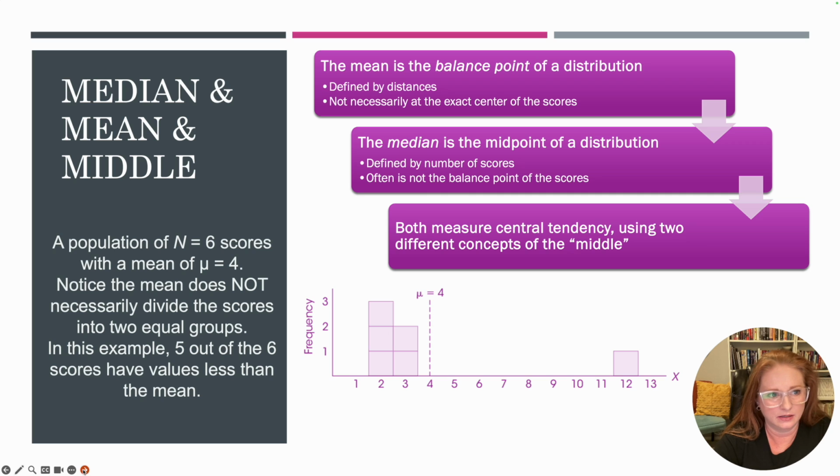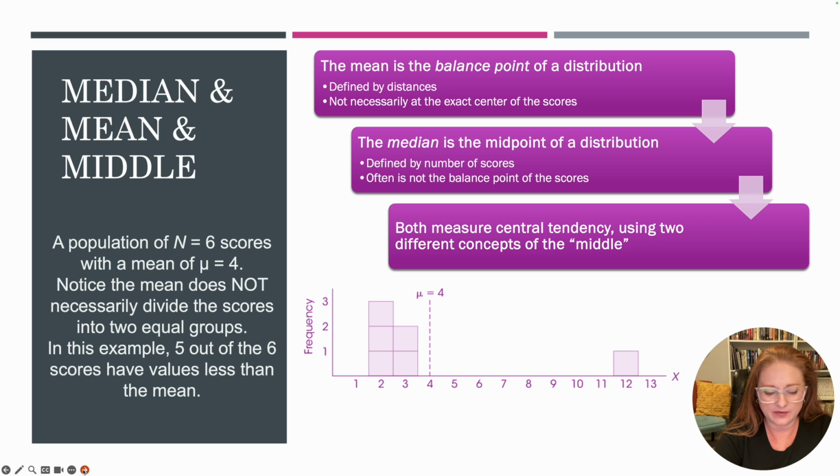Mean, median, and middle, right? So the mean is the balance point of a distribution, right? So think like a seesaw. It's defined by distances, but sometimes it's not necessarily the exact center of a score. And the median is like the midpoint of a distribution.